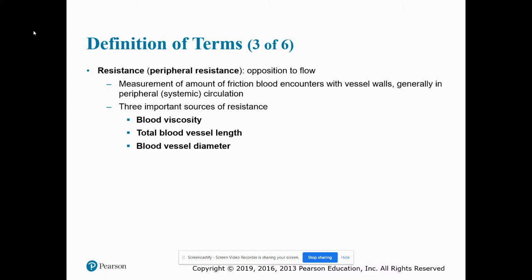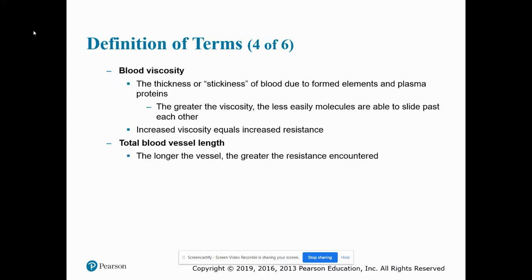And then we have resistance. We're going to call this peripheral resistance, and this is opposition to flow. It's the measurement of the amount of friction that blood encounters with vessel walls, generally in peripheral, systemic circulation. There are three important sources of resistance: blood viscosity, total blood vessel length, and blood vessel diameter. We're going to talk about each one of these separately.